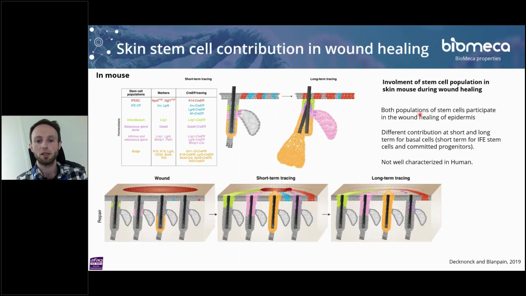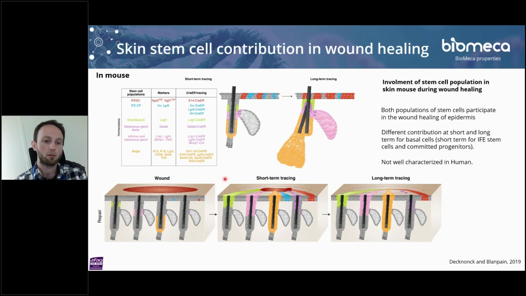As regards the wound healing process, some functional analyses in mouse using lineage tracing have been performed, and from these studies, it has been demonstrated that stem cell populations from all origins contribute to the processes of wound healing in mouse skin.